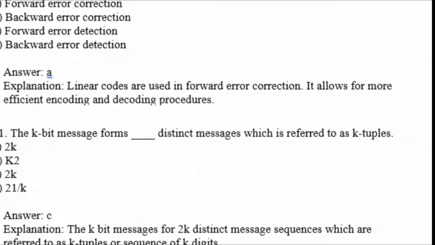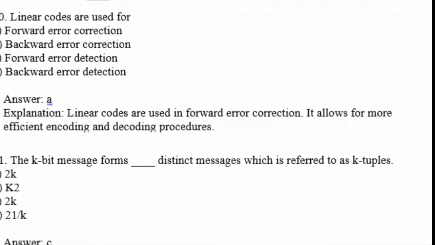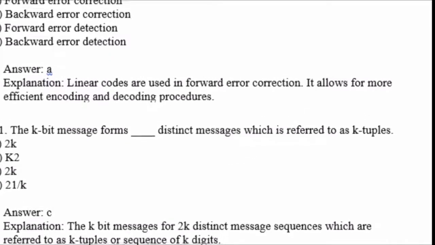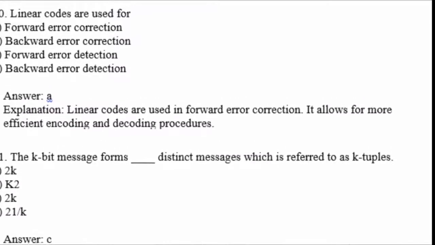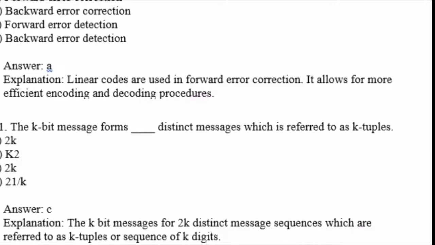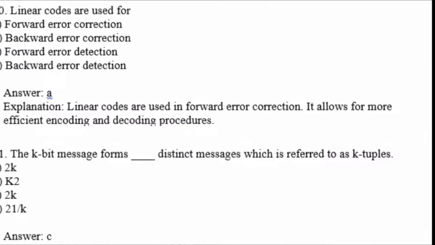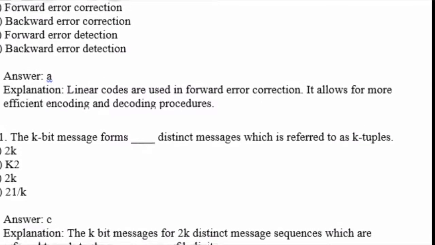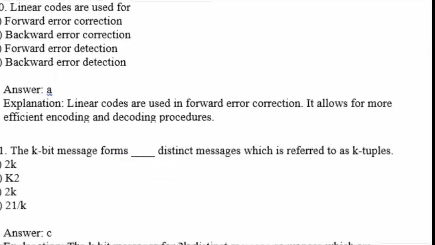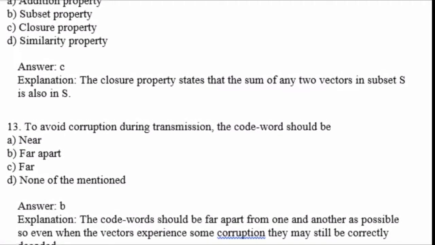So next question, linear codes are used for forward error correction. So answer A. So it allows for more efficient encoding and decoding procedures. Next question, the k-bit message forms dash distinct messages which is referred to as k tuples. So answer பார்த்தீங்கன்னா C, that is 2^k. So the k-bit messages form 2^k distinct message sequences which are referred to as k tuples or sequence of the k digits.